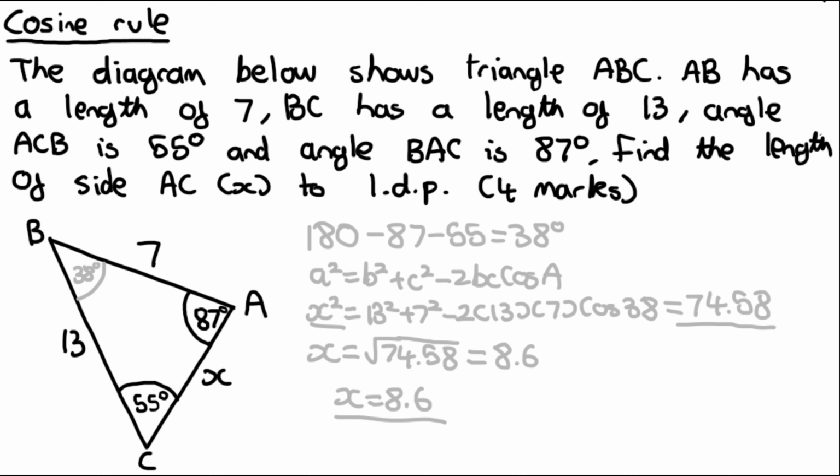But see, we had to first use the fact that angles in a triangle add up to 180 degrees. A lot of the time you'll need to do some figuring out before you can actually use the cosine rule, so it's just like Pythagoras or something like this.